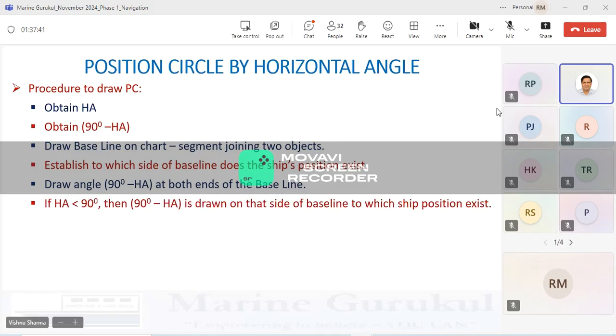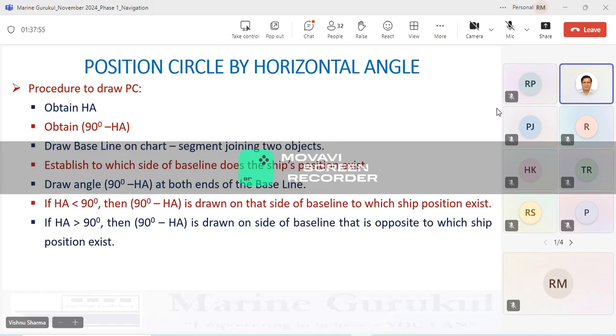Which side you draw the angle on is the issue. If the horizontal angle is less than 90, then the angle will be drawn on the side of the ship. If the horizontal angle is greater than 90, then 90 minus horizontal angle is drawn on the opposite side, opposite to the ship. Please remember it. This is very, very important. This has to be drawn on the correct side. If you draw it on the wrong side, it automatically takes you to a wrong inference.